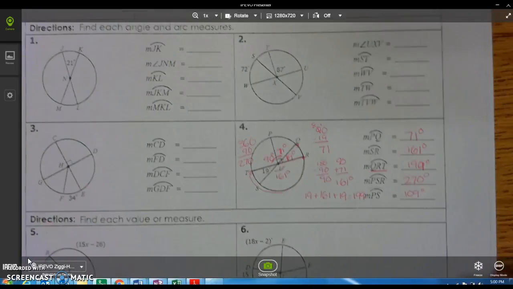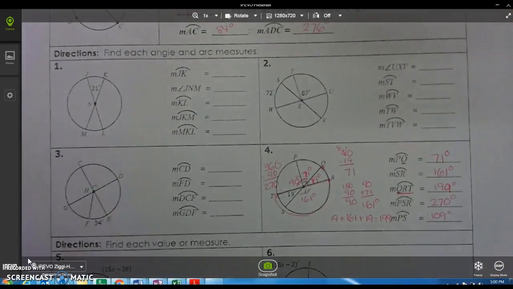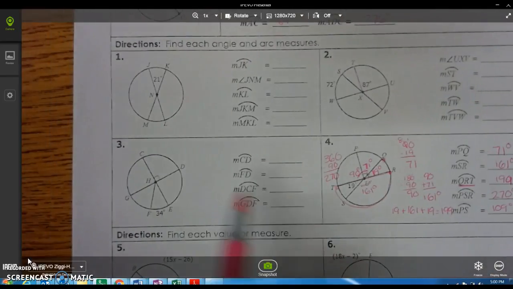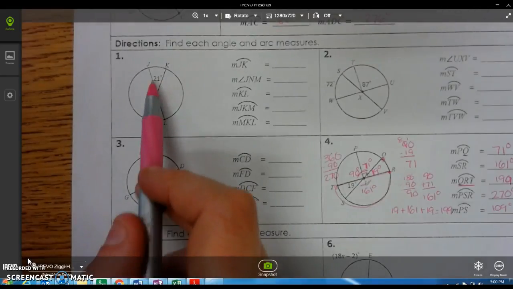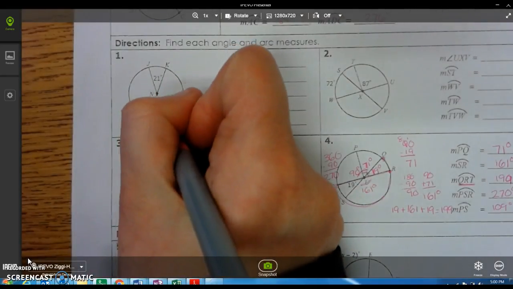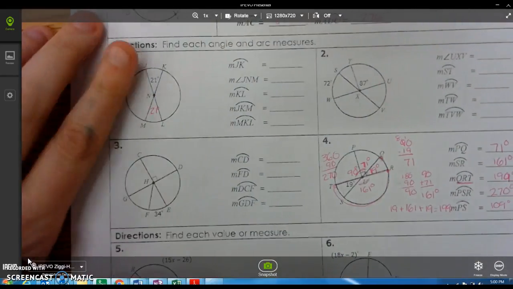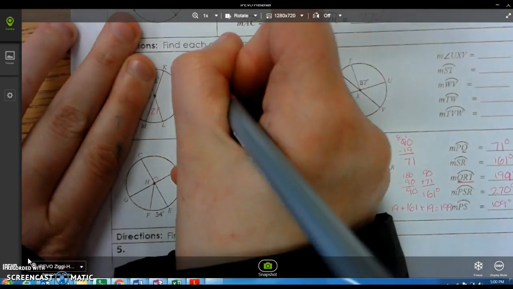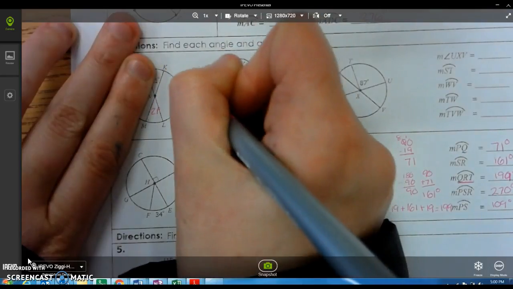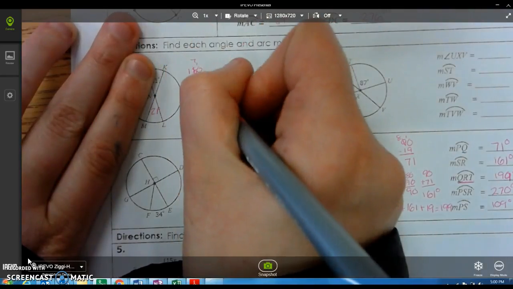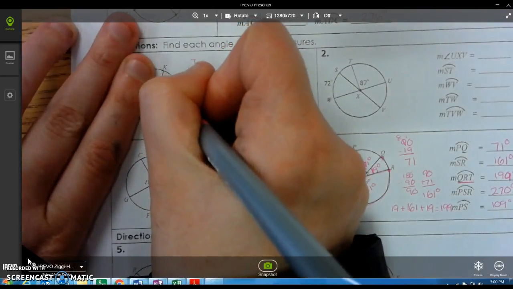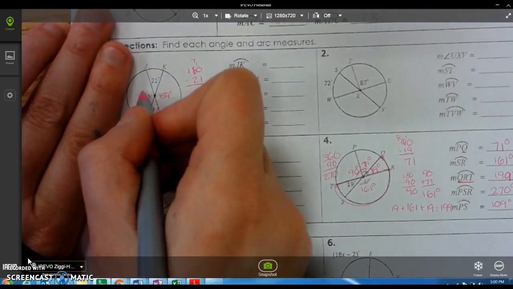In any case, that one was hard. I'm going to go back and do number 1 and let you try the rest. Try 2 and 3. So right here, I've got 2 vertical angles, so that's easy, 21. And then this is going to be a linear pair. Diameter is 180. 180 minus 21. 159. So this is 159, which makes this one 159.